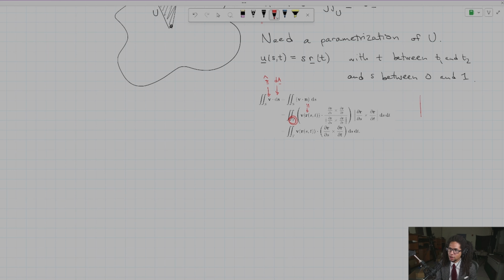For us, it's a rectangle in the s and t space. So here's t, here's s. So s again goes from 0 to 1. T, maybe it's a rectangle that doesn't go through the origin, goes from t1 to t2. So we're going to integrate over that rectangle. But what are we going to integrate? Well, it turns out we're going to look at this last line here.